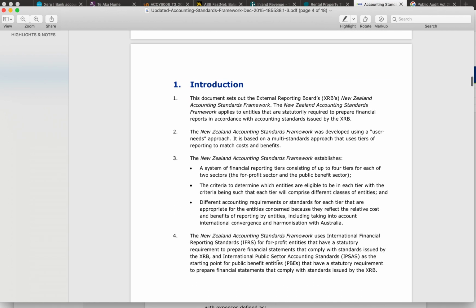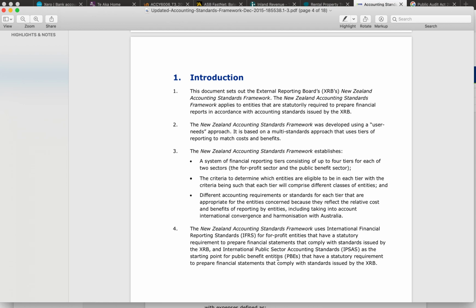Okay, the introduction's worthwhile reading. Okay, so some key points in there. So the New Zealand Accounting Standards Framework was developed using a user needs approach. It is based on multi-standards. Okay, so there's standards for different entities. Approach that uses tiers. Okay, so there's a strata, at least 2 for the for-profit sector, public accountable, and then there's 4 tiers in the public benefit entities. Okay, all right. So that's what it's developed on.